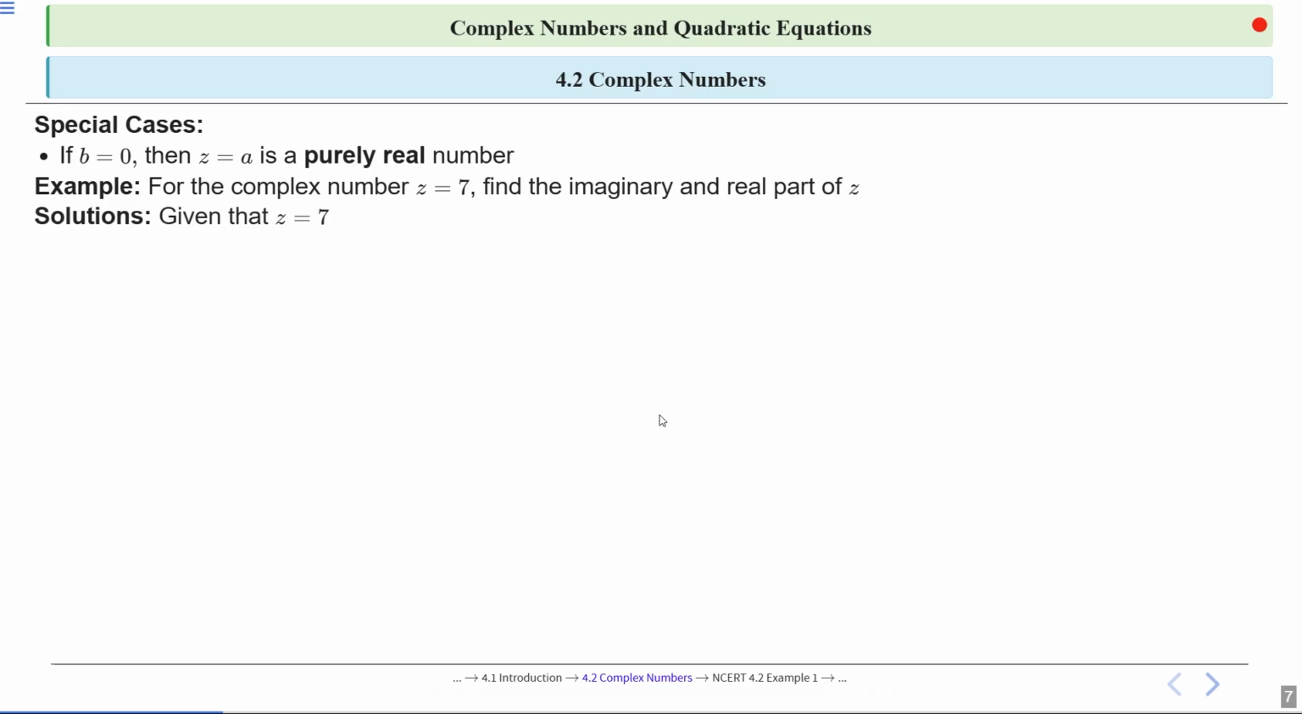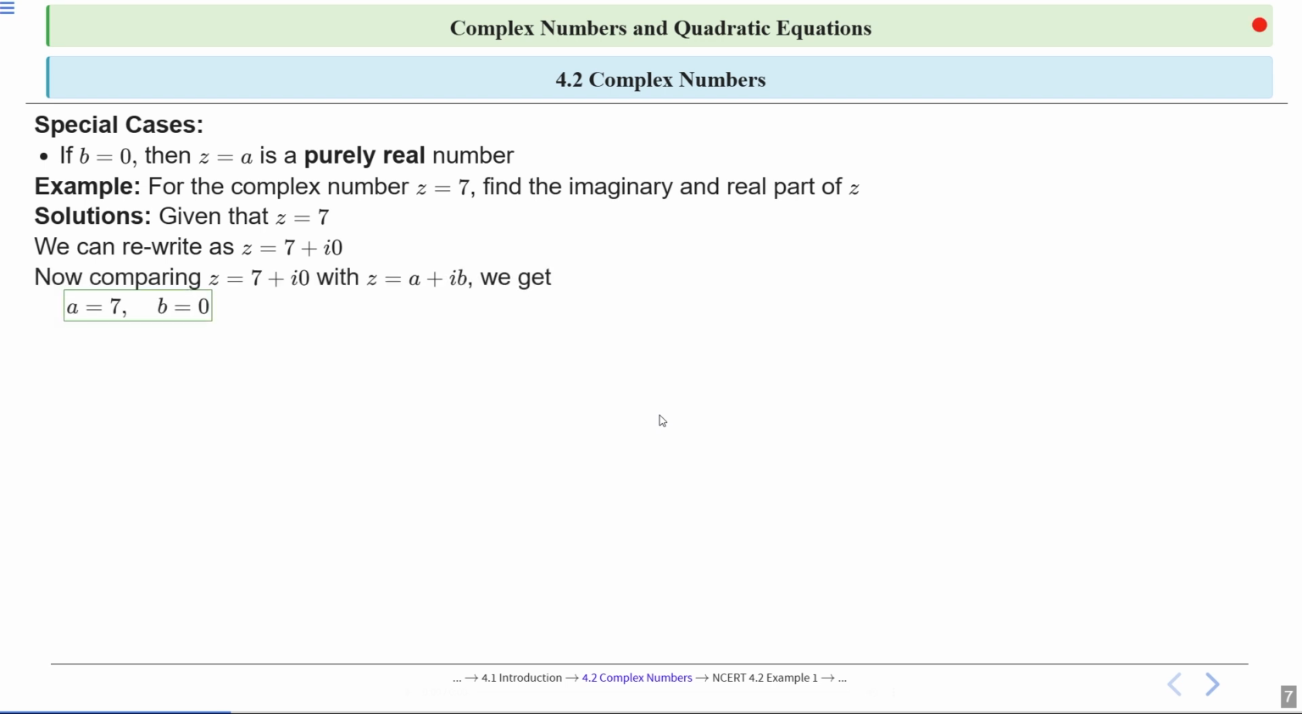Given that z equal to 7, let's write down what we know. Here z is just 7 and we want to identify its real and imaginary parts by comparing it to the standard form of a complex number. So we can rewrite z equal to 7 as z equal to 7 plus iota times 0. This makes it clear that the real part is 7 and the imaginary part is 0.